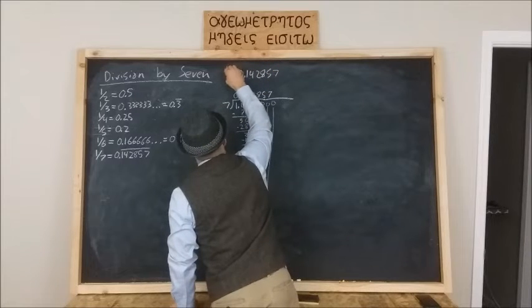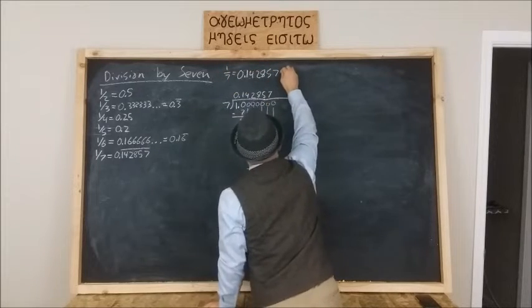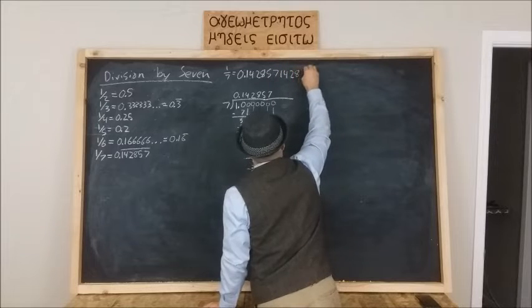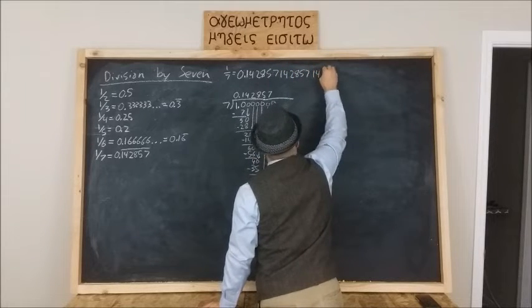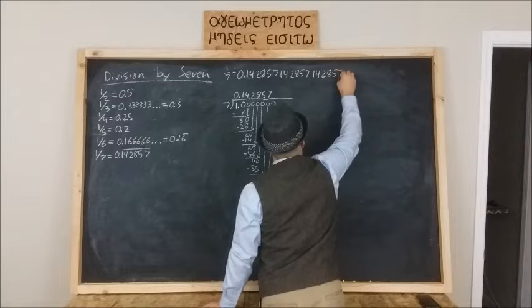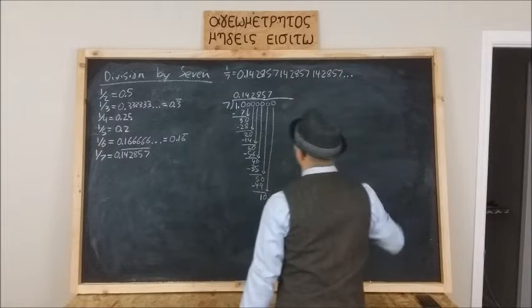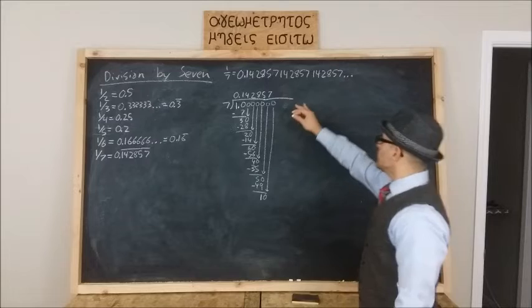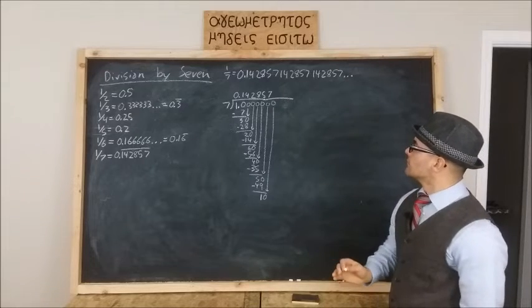Anyway, I'm going to write this up here. 142,857. That's 1 over 7. And repeating, 142,857, and that keeps going on and on forever.